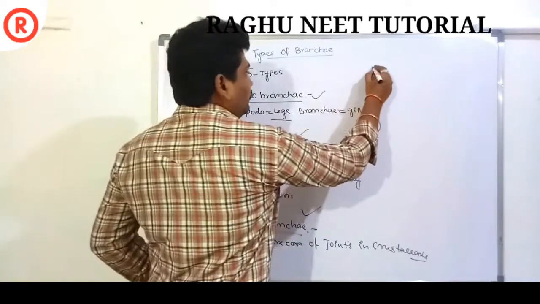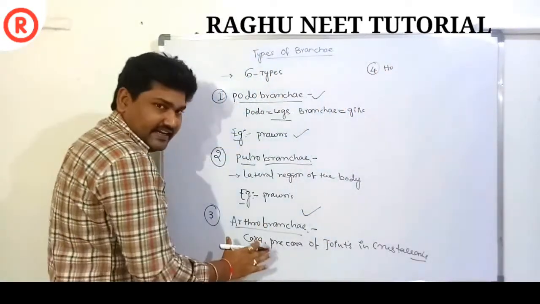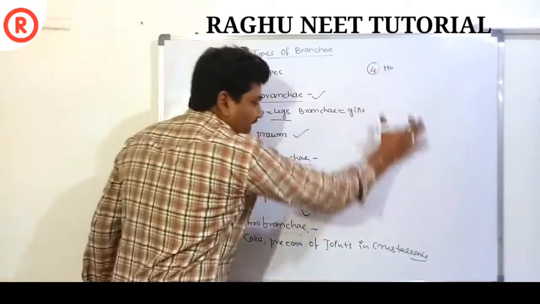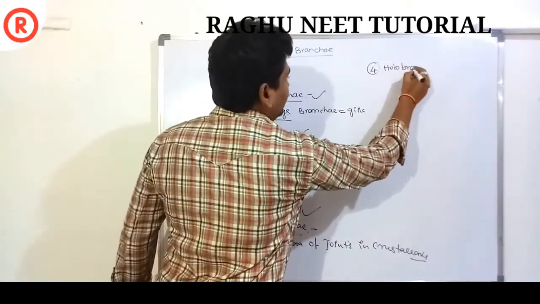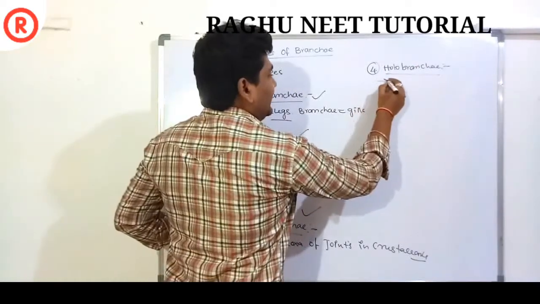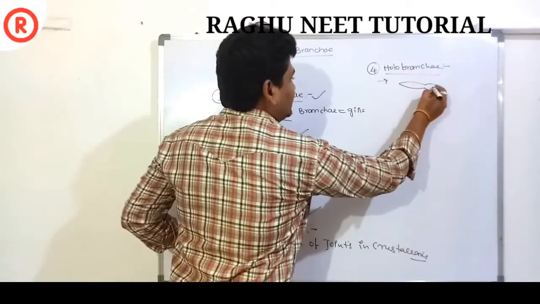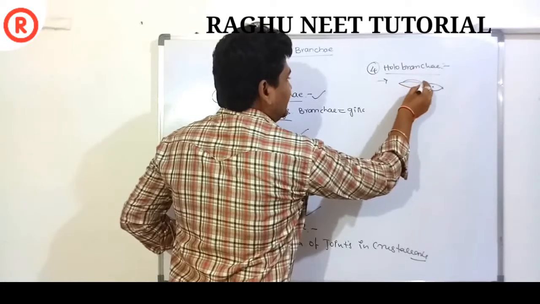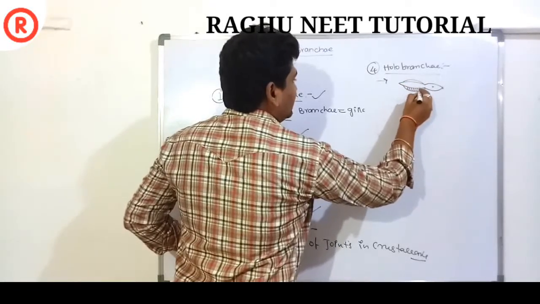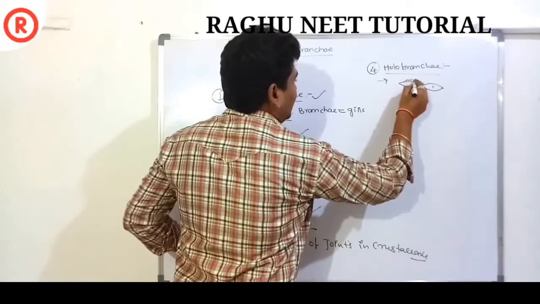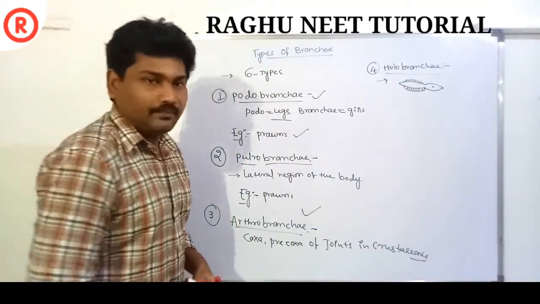Next one, the fourth one, is known as holobranchiae. These can be classified by their number. Holobranchiae: the branchial arch consists of gills on either side of the branchial arch. The gills are located on either side of the branchial arch. That is known as holobranchiae.